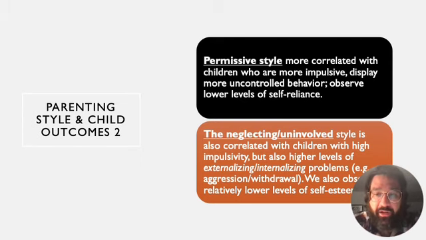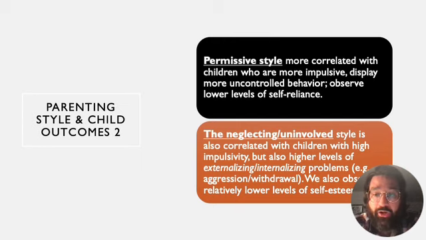The permissive style is more correlated with children who are more impulsive and display more uncontrolled behavior. We observe lower levels of self-reliance, because relatively few demands have been made on them, so they come to rely on others to get things done because they've never really developed a stronger sense of competence in the self.